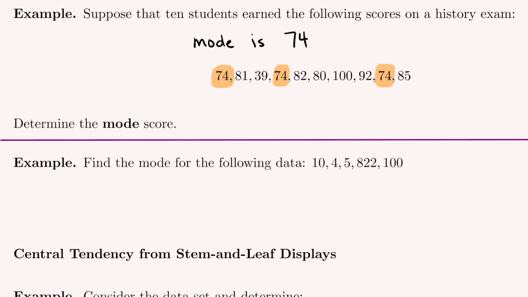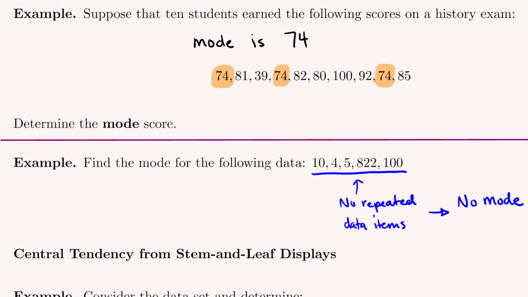In our next example, we're asked to find the mode for these data values. Look through the list and ask yourself, do any of the entries repeat themselves the most? As we look at this list, no entry is repeated: 10, 4, 5, 822, 100. None of those appear more than one time. So since there are no repeated data items, this data set has no mode.